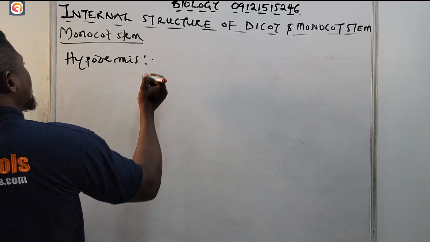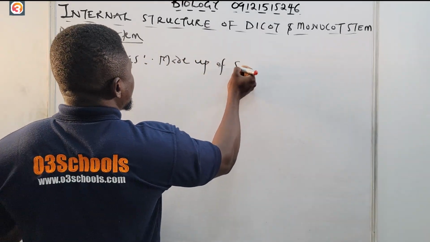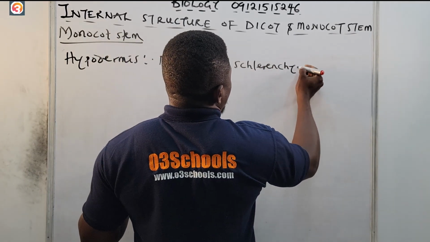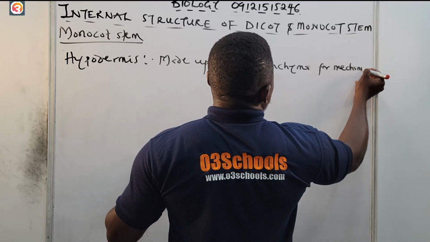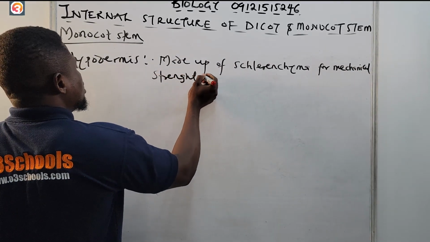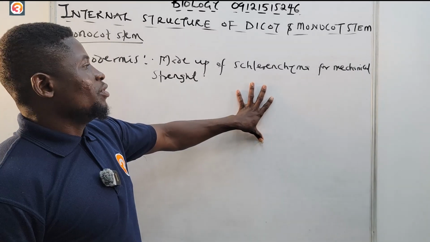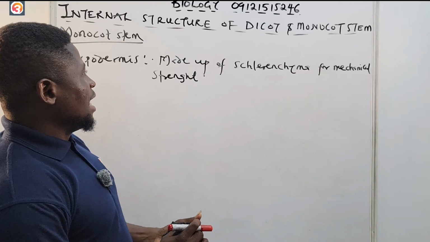The hypodermis is made up of sclerenchyma, to give the plant mechanical strength. Please take note of that. The hypodermis is made up of sclerenchyma for mechanical strength. Then that will take us to the ground tissue.